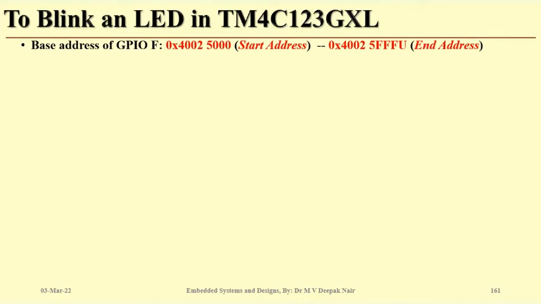The base address of GPIO port F is 0x40025000. Can you tell me which bus is using the 0x4002 address range? APB. Okay, so basically we are talking about APB. There is another bus, AHB, which you can use also. In this class, you can try to go for that also. So we know that the GPIO port F base address is 0x40025000.